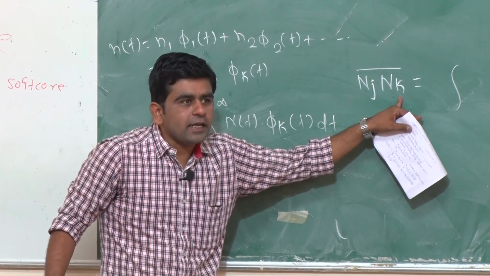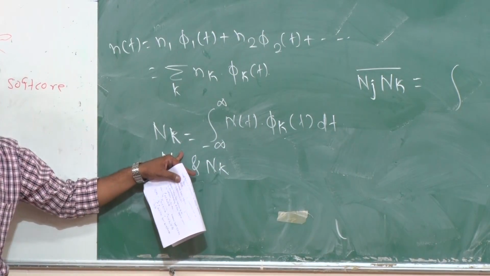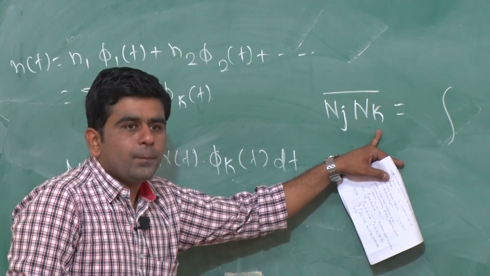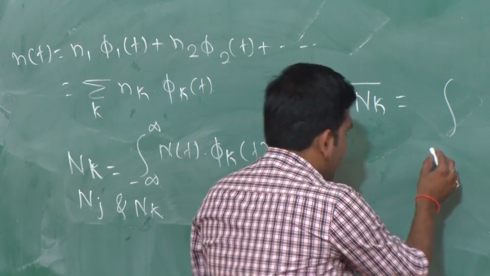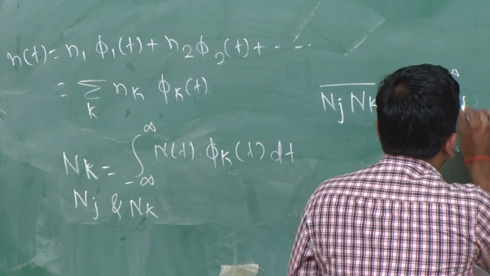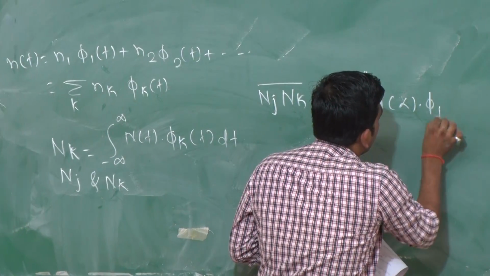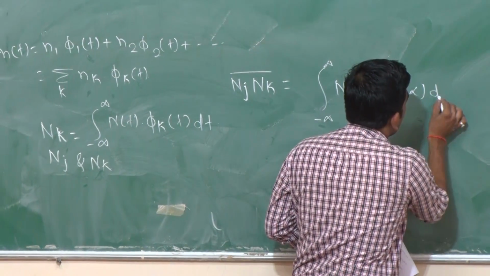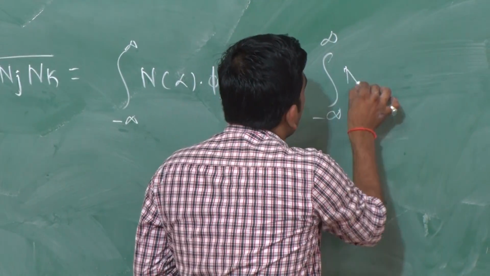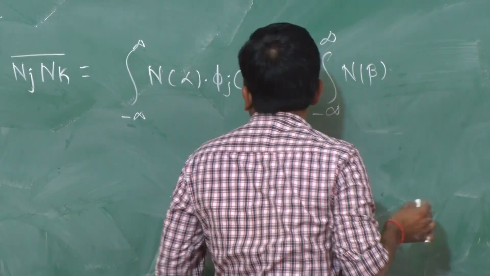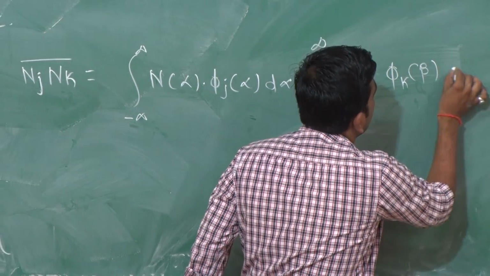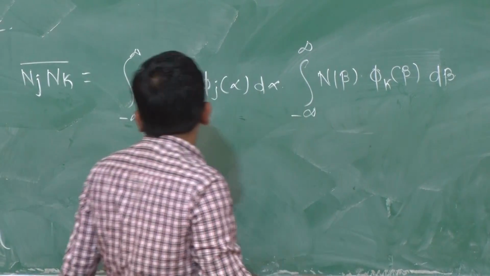Here nj and nk are the two projections of the random process n of t on the basis functions. So nj into nk bar is the expected value. Here nj is given as the integration from minus infinity to infinity of n of alpha into phi j of alpha d alpha, and nk is the integration from minus infinity to infinity of n of beta into phi k of beta d beta.